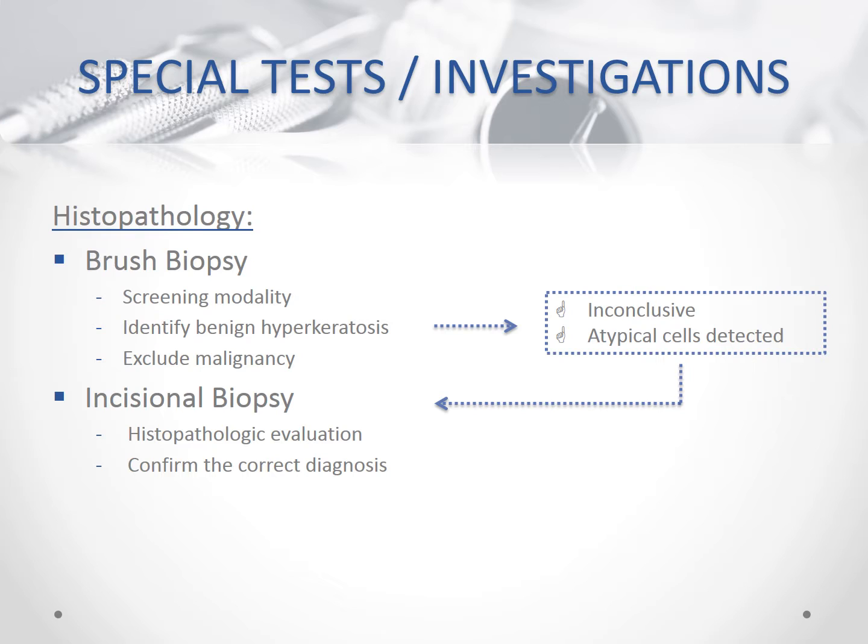While the diagnosis of a specific condition may be made by its clinical appearance, histologic examination of lesional tissue may be helpful when common characteristic features are observed or when trying to exclude malignancy. As a screening modality, brush biopsy is performed first and may help to identify the presence of hyperkeratotic lesions or to determine if a suspected lesion is precancerous. If findings are inconclusive or if atypical cells are detected, then an incisional biopsy may be undertaken for histopathological evaluation and to confirm the correct diagnostic finding.